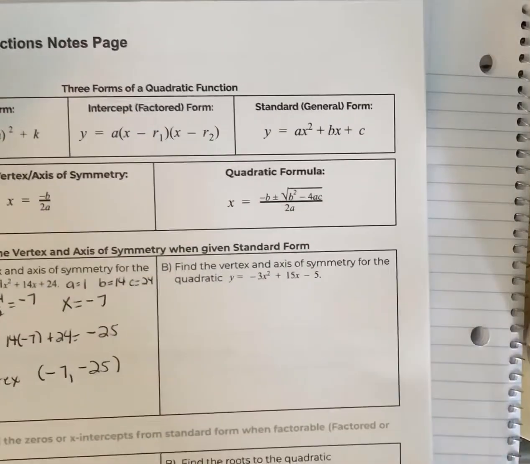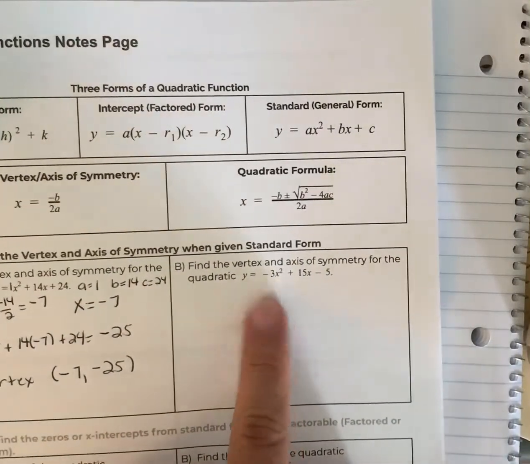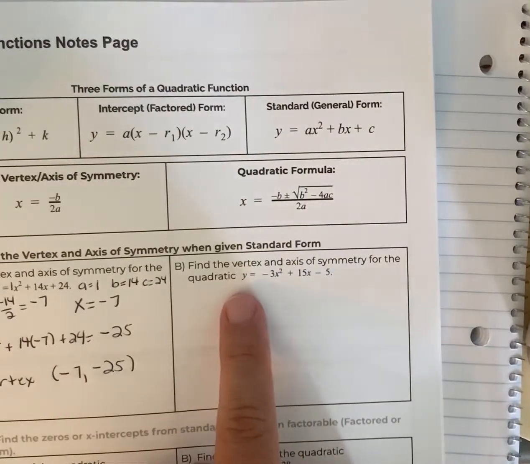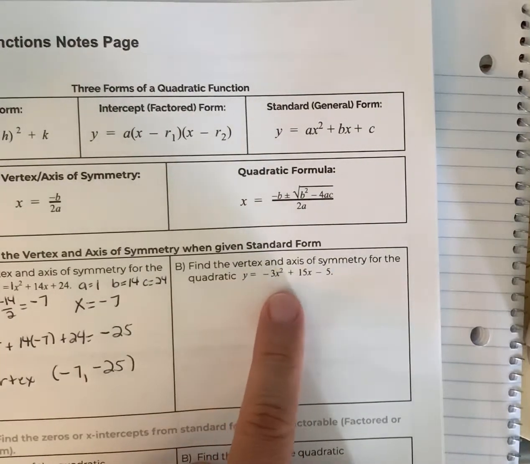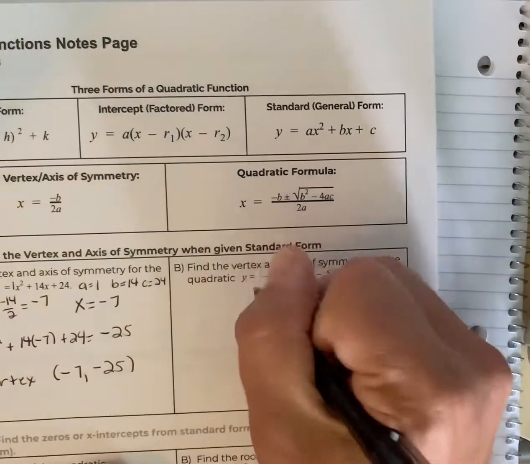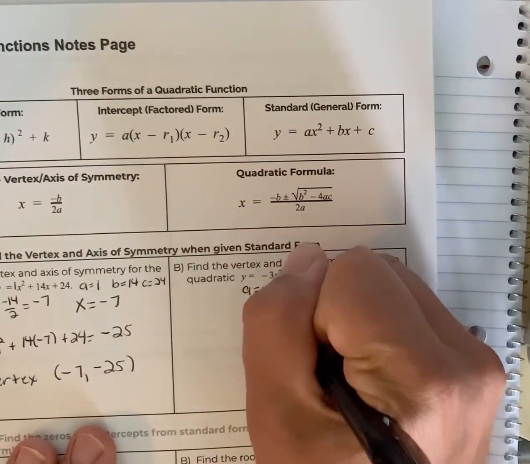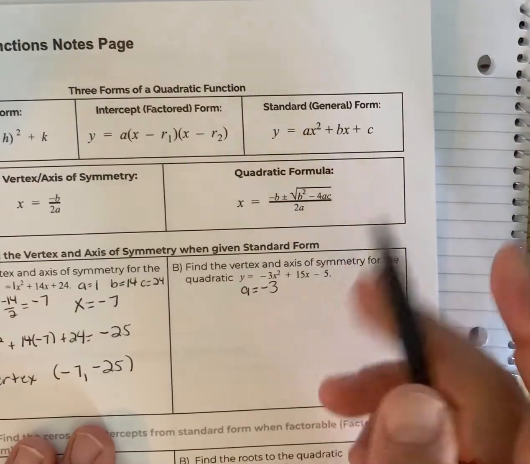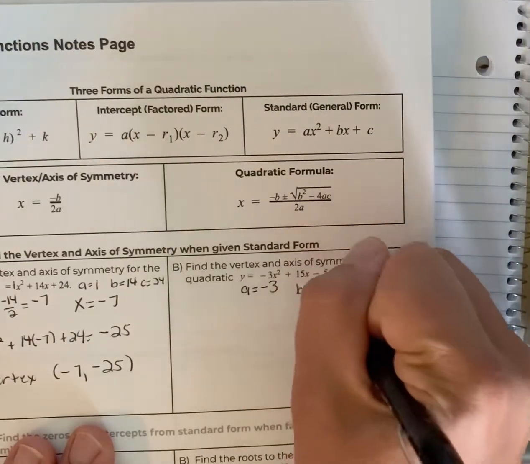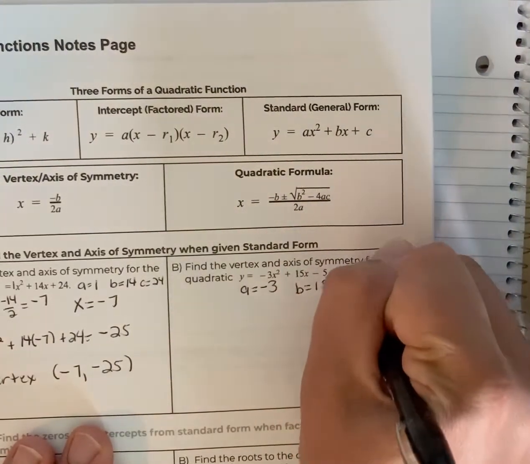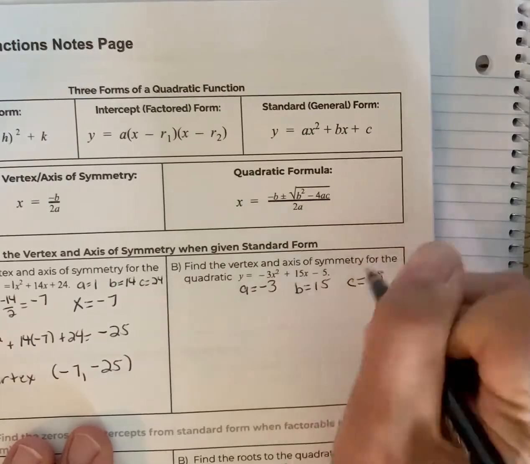So now, same kind of question for part B. We have to find the vertex and axis of symmetry. So I identify a, b, and c first. The coefficient of x squared, or a, is negative 3. The coefficient of x is 15, so b is 15. And my constant term is negative 5.